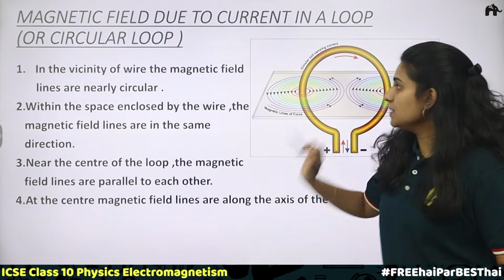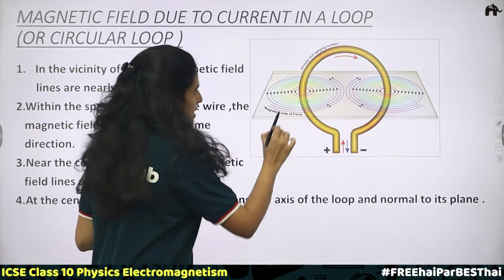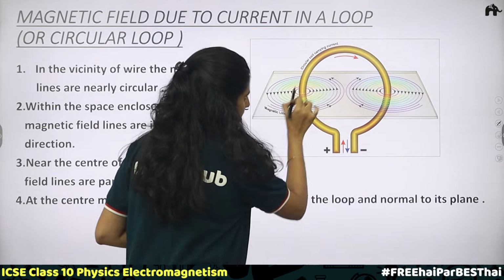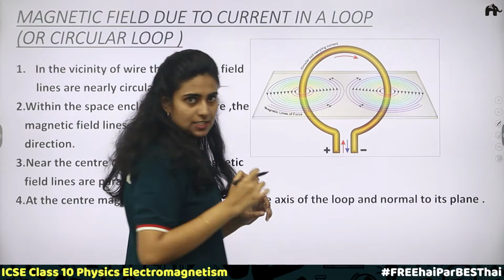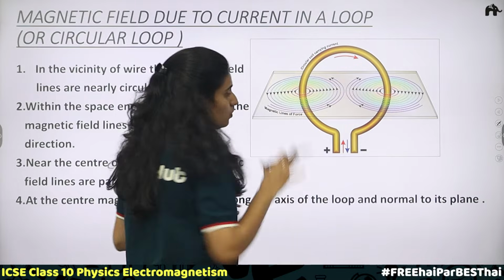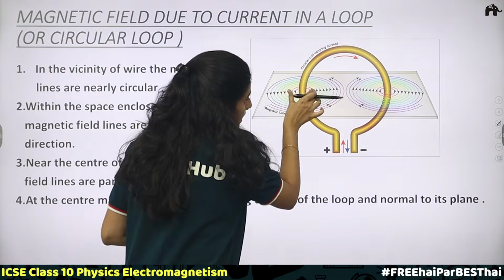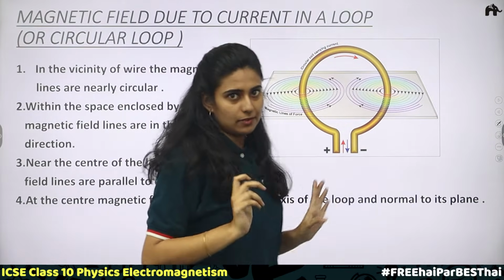Here, the first point: in the vicinity of the wire, the magnetic field lines are nearly circular. So you can see around the wire, close to the wire, complete concentric circles up to here. Up to a particular distance, you will be having complete circles. So this is the first point. The pattern in which the iron filings get arranged, or the direction of the magnetic field, will be circular very close to the wire.